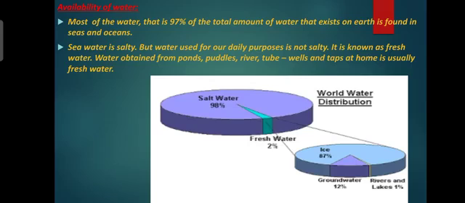Thus, the above pie chart explains that we have a very small amount of fresh water available for human usage. And so maintaining the water table and the conservation of water is very essential.